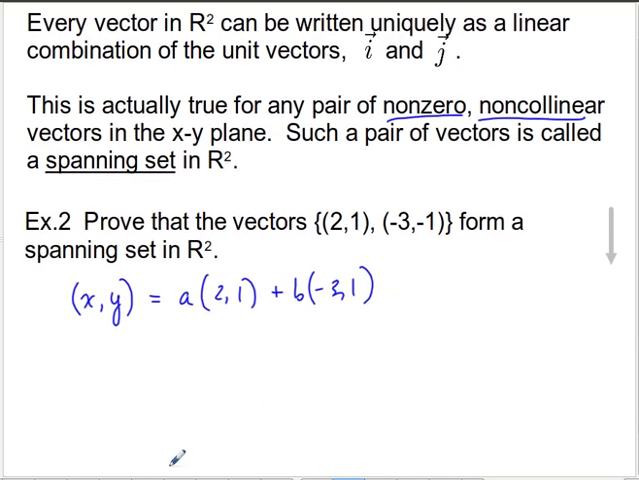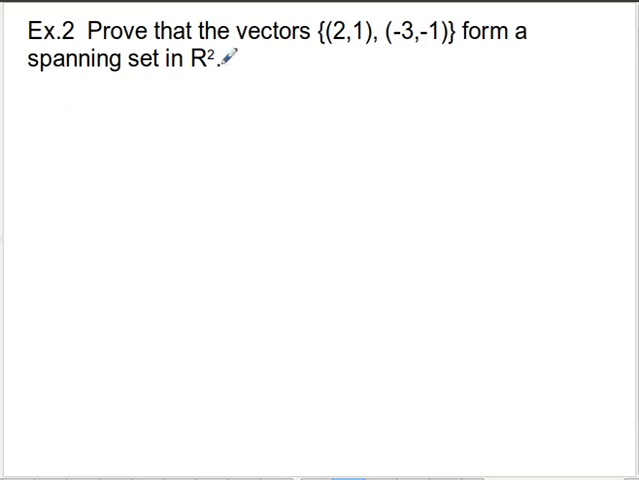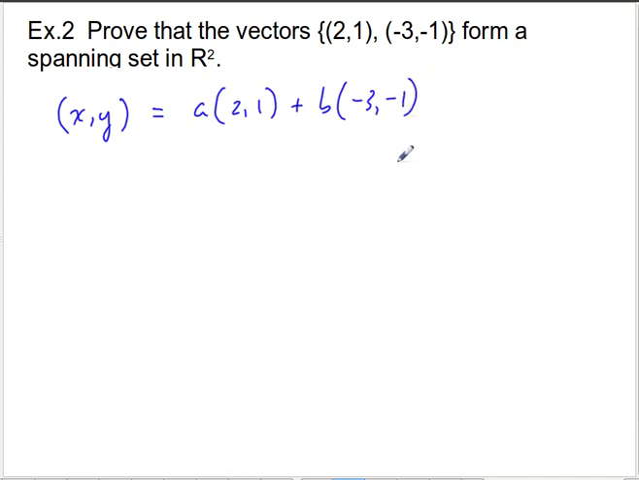Sorry, I'm supposed to move to the next page. So let's try that again. My generic x, y is equal to a times 2, 1 plus b times -3, -1, where a and b are just some scalar values. That means my x coordinate is going to be a times 2, or 2a, plus b times -3, which is -3b. There's my first equation. My second equation is y is equal to a times 1, which is just a, plus b times -1, which is minus b.